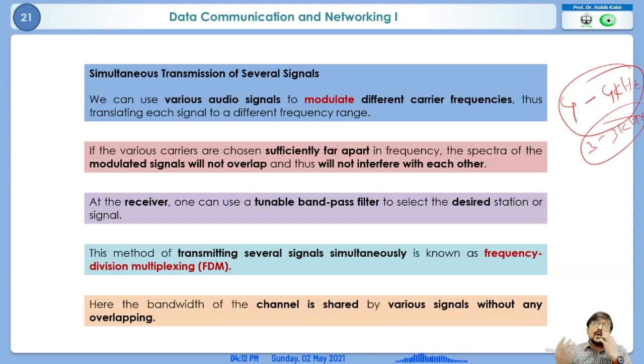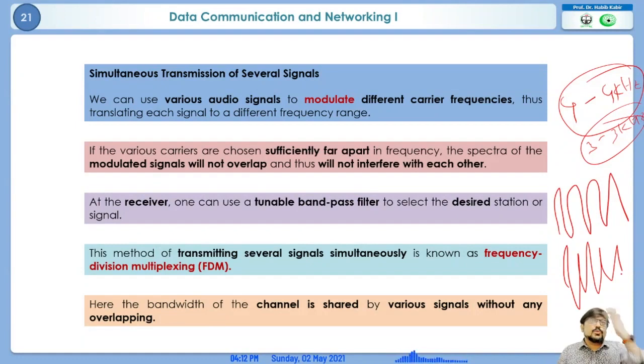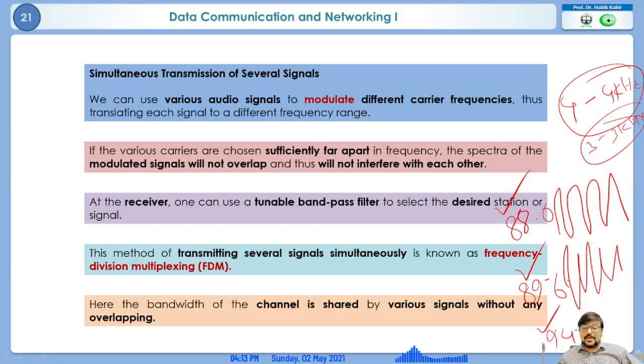So we want to use something else. We want to use the carrier frequency, different kinds of carrier frequencies, and those carrier frequencies will be far apart. Some carrier frequency will be 88.0, someone will be 89.6, someone will be 94.0. What I wrote: Radio Footy, Radio ABC, and something Radio Today. I heard this during my travel in the car.